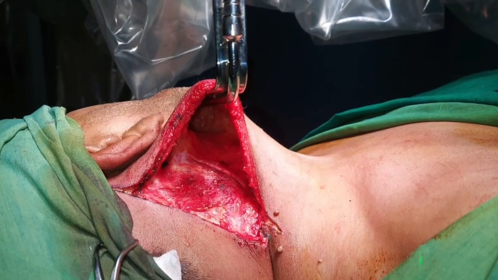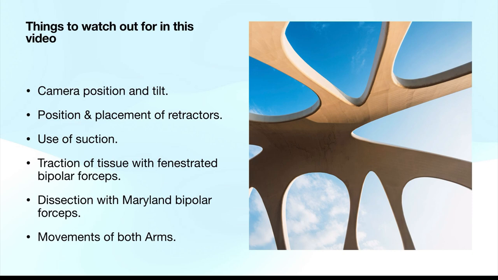Next shot will be from robotic camera. Friends, I want you to note certain things in this video. Watch for the camera position, camera tilt, zoom in, zoom out, position and placement of retractors, how we use suction, how I give traction with fenestrated bipolar forceps, how I dissect with Maryland bipolar forceps, and movement of robotic arms, whether I am pushing, I am pulling. Basic philosophy of neck dissection is same whether we do open neck dissection or robotic neck dissection. I want you to pick all these fine points before leaving this window.